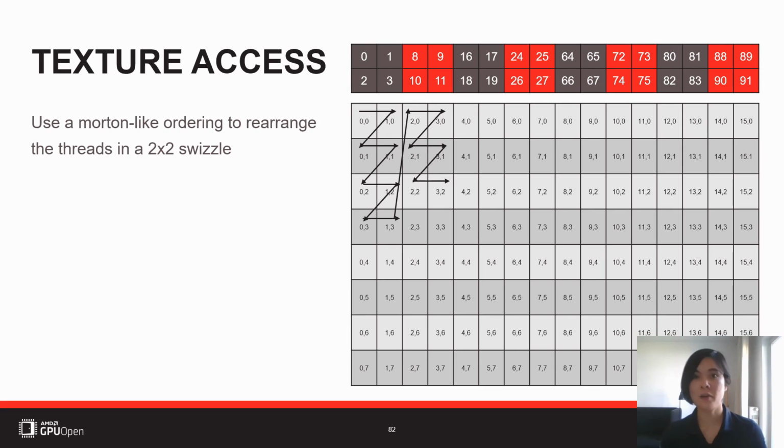Let's change this now. Let's recalculate our thread indices so that they are not in a row major pattern anymore, but in a quad-like pattern using the algorithm I presented previously. So we now have this quad-like structure, also called Morton-like ordering. Morton-like ordering is exactly this quad-like swizzle.